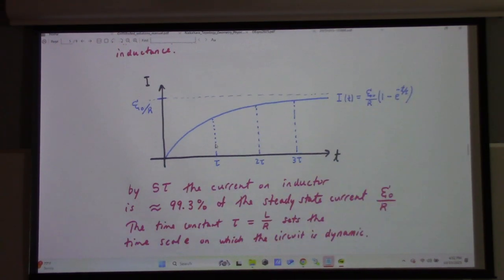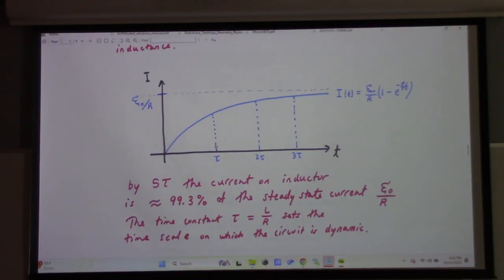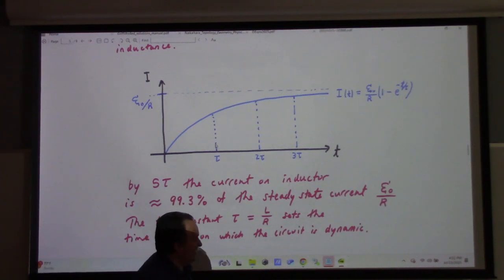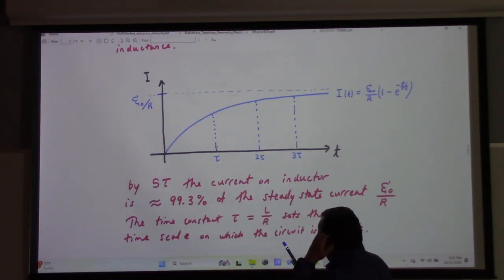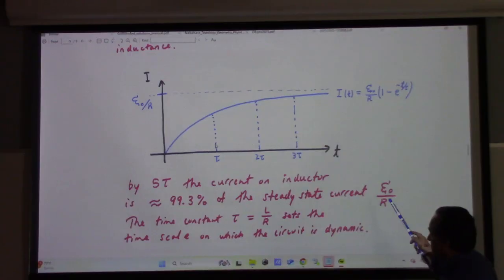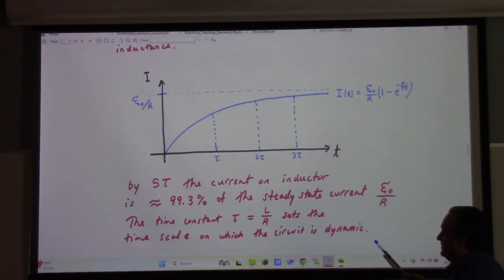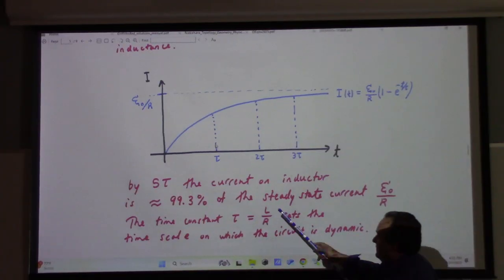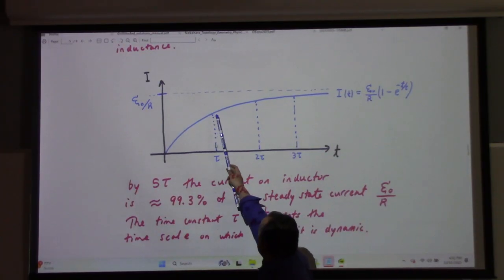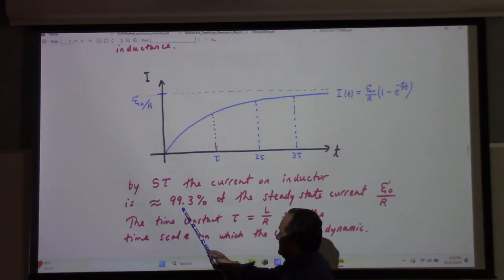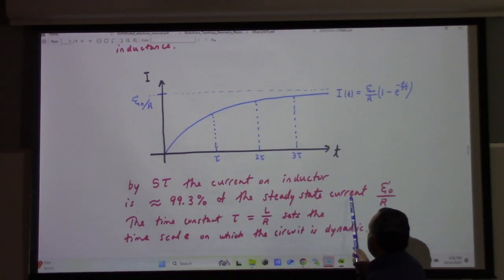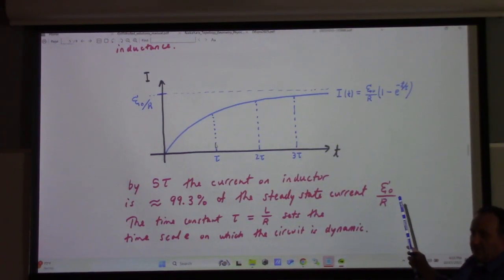I think you guys probably already know this, but I'm just reiterating the basics, making sure you have heard this. The time constant, which is L over R here, is kind of like the time scale of the circuit. After one time constant, you've charged the inductor up that much. And after 5 time constants, you're 99.3% of the way to the steady state current, which is E naught over R. Eventually, you get very, very close to this, and so the current's no longer changing.